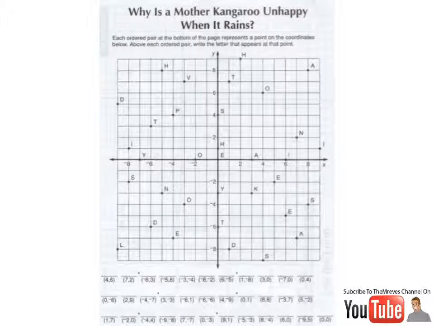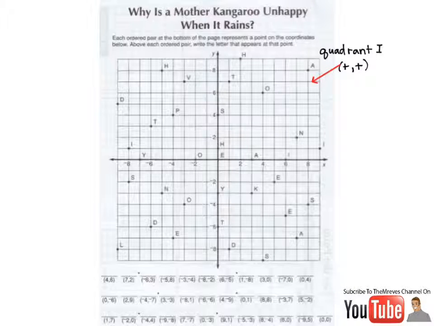So let's flip it over. And on this side, it says, why is a mother kangaroo unhappy when it rains? Now, the thing that we're going to notice is we have 1, 2, 3, 4 quadrants. And so let's go ahead and label them. Once again, you can see that we have the x-axis, and up here we have the y-axis. So our first one is going to be positive, and we know that's quadrant 1.